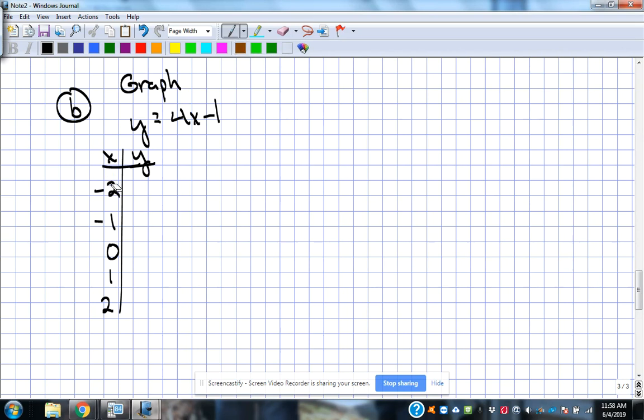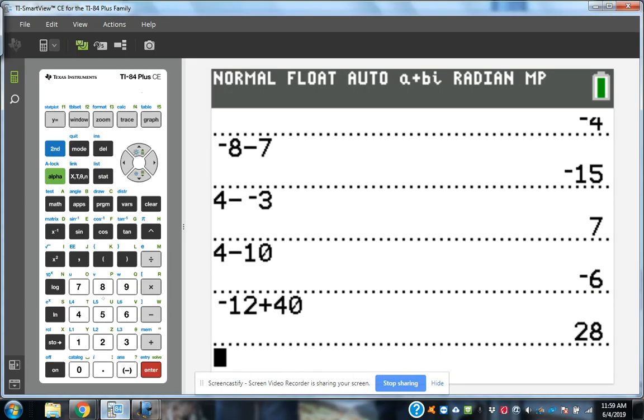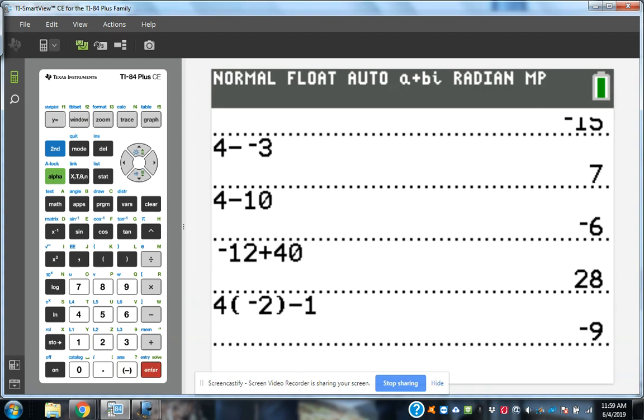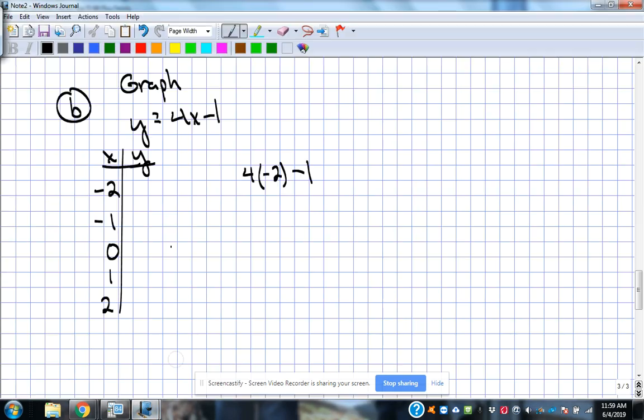If they give you x values, that means you can find y values. That's kind of the idea here, is that we can take -2 and we can evaluate this for when x is -2. So we would work out 4 times -2 minus 1. And you can use the calculator to help you do that. 4 parentheses -2 minus 1. Close those parentheses on the -2 there. And then I get a -9. So I get this ordered pair, -2, -9.